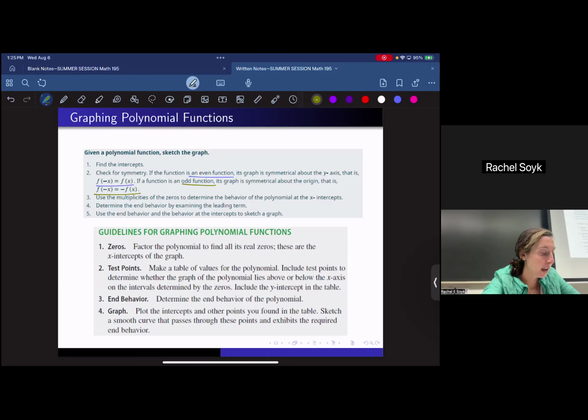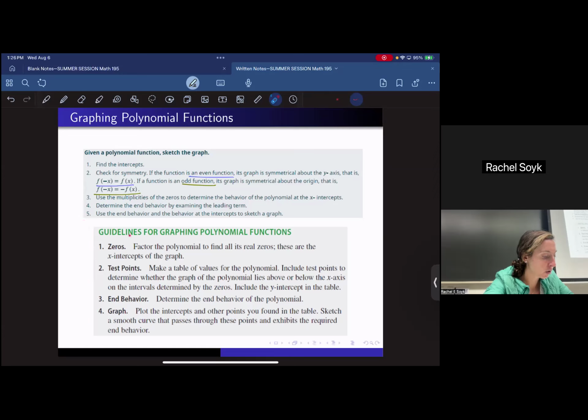And then we use the multiplicities to determine the zeros, the x-intercepts, and if there's any bouncing or straightening through taking place, as well as determining end behaviors. So when we put all of this together, then we can really get a good sketch of these types of functions. And then right down here is sort of like the step-by-step procedure.